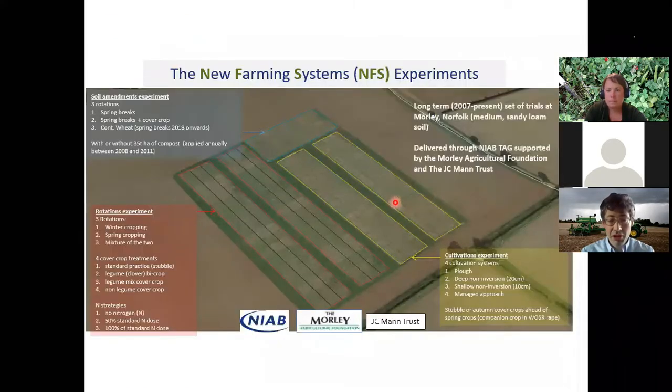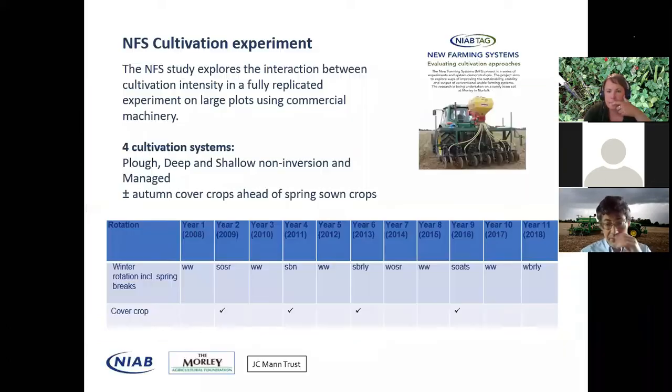So just to go on to a couple of longer term studies that NIAB have been running with the Agricultural Foundation and the JC Mann Trust. These are long-term, fully replicated trials that have been running now for 11 years. And we've got a number of approaches that we're looking at, but I'll focus today on the cultivation approaches and rotational approaches. So in terms of the cultivation approaches, we use 4 cultivations.